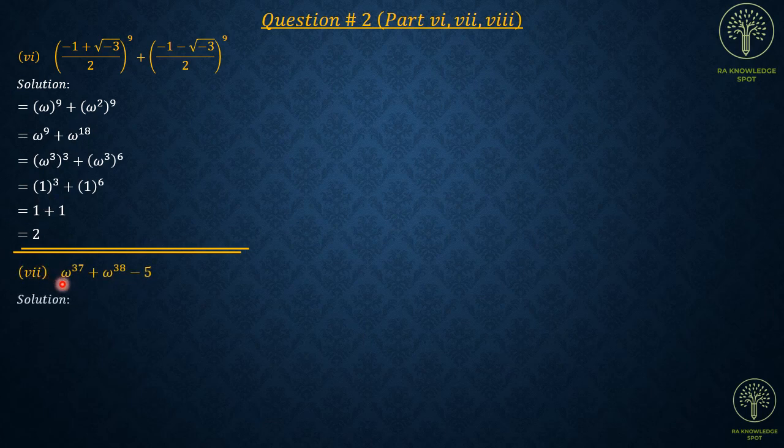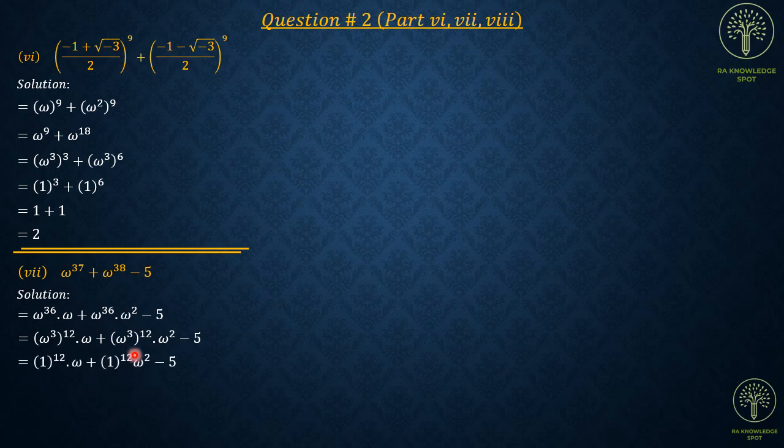Here is another question, that is omega 37 plus omega 38 minus 5. Now again you have to split this 37 so that you should get 3 in any way. Okay, now why am I splitting 37 into 36 plus 1? Because I know that 12 3s are 36 and 12 3s are 36. Again omega square is as it is and minus 5 is as it is.